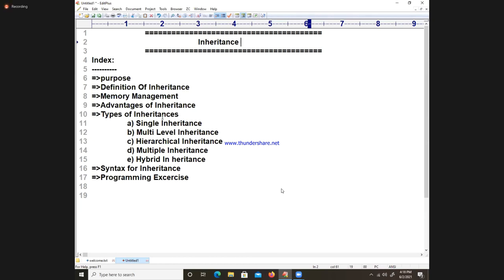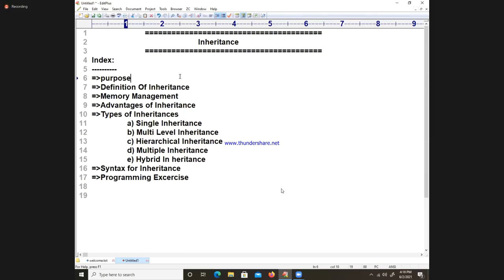Okay. Let us move forward to the concept of inheritance. The index is clear. Let us move topic-wise. All of you carefully try to answer.